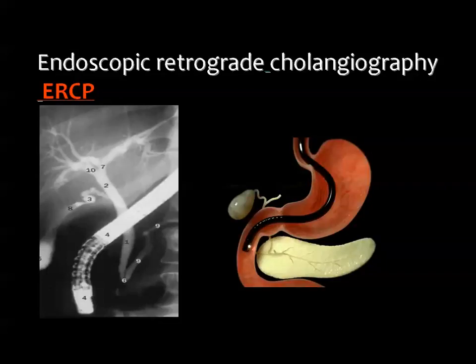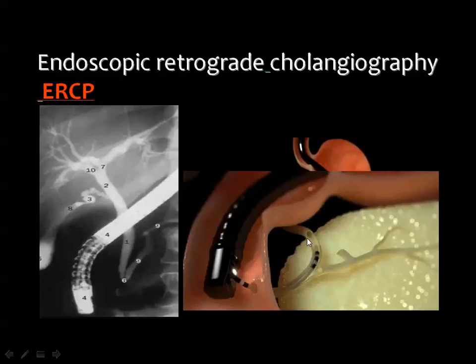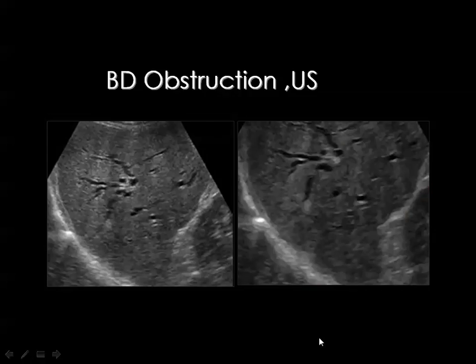ERCP is still one of the major techniques for evaluation of the biliary system, and through the endoscopy you can cannulate the common bile duct and inject contrast media, and you have images to see the anatomy and to see the pathology as well. And this is a normal endoscopic cholangiogram. This is the endoscope, and here you can see the common bile duct, the intrahepatic biliary radicals, and this is the cystic duct and the gallbladder, and here you can also see the pancreatic duct.